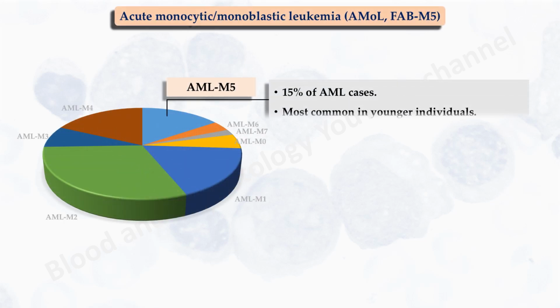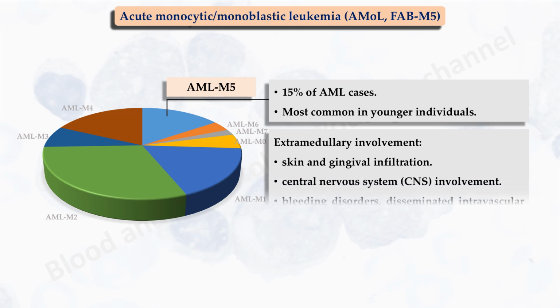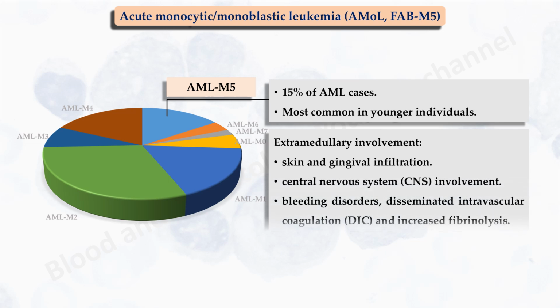Acute monoblastic monocytic leukemia, AML-M5, comprises about 15% of AML cases and is most common in younger individuals. In AML-M5, extramedullary involvement, including skin and gingival infiltration, central nervous system involvement, and bleeding disorders, disseminated intravascular coagulation, and increased fibrinolysis are common.